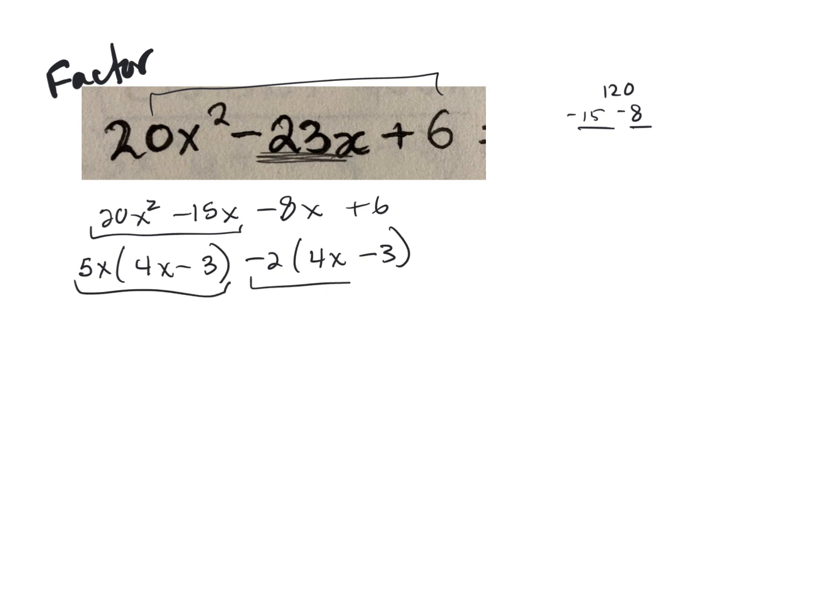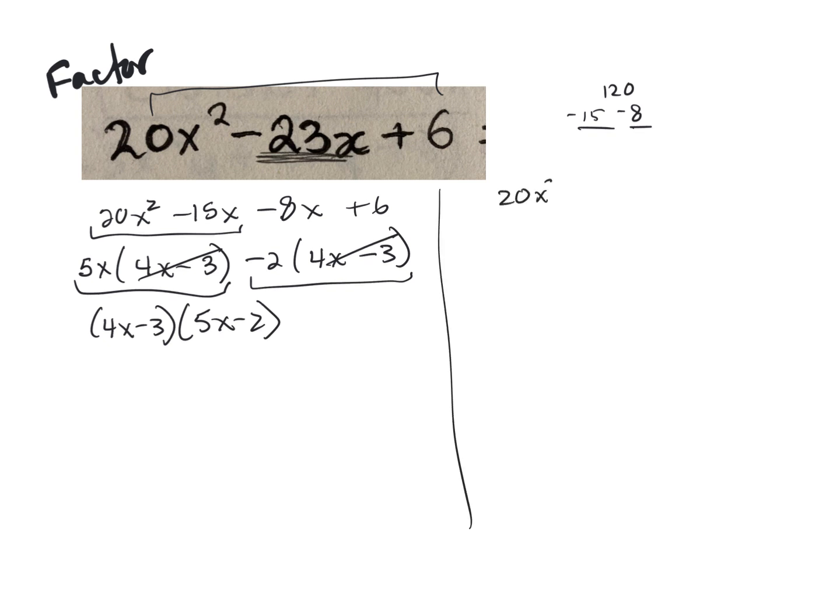And then looking at this term and this term, they both have a 4x minus 3. So I can factor it out front, and then I'm left with 5x minus 2. So you can do it that way, but you can also do a guess and check. And I have just a couple of hints that make your guesses a bit quicker.